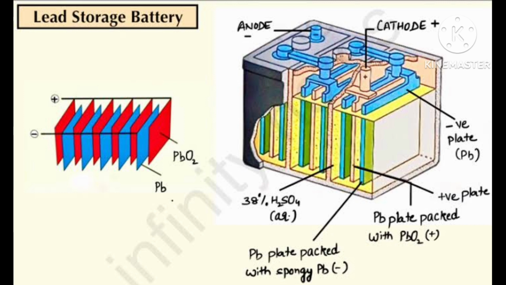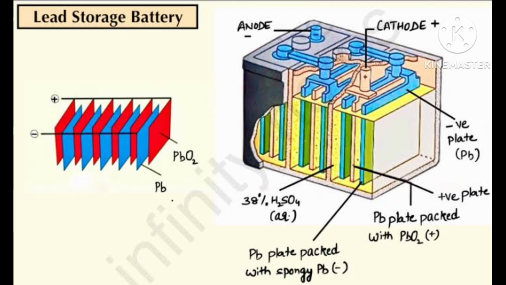Then the overall reaction: just add both, the reaction at anode and the reaction at cathode. Then what will you get? First you see the electrons will be cancelled out. Both sides have 2 electrons. At anode 2 electrons are released and taken by cathode, so both will be cancelled out. Then what is remaining, you write down.